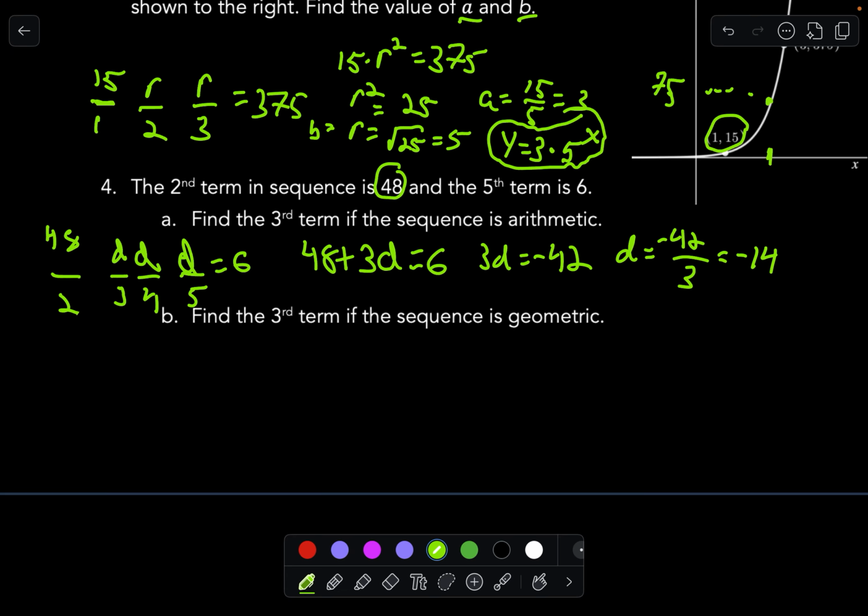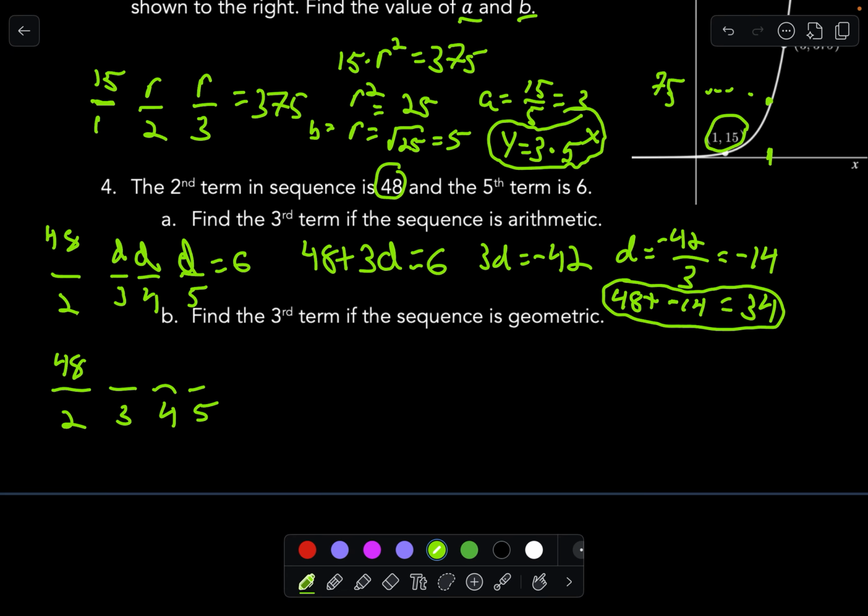So since d is negative 14, and they gave us the second term of 48, the third term would just be the 48 plus the negative 14, which is 34. And that's the third term if it is arithmetic. Now find the third term if the sequence is geometric.